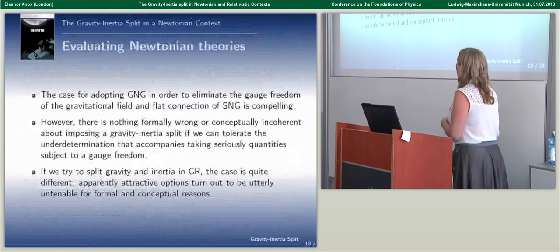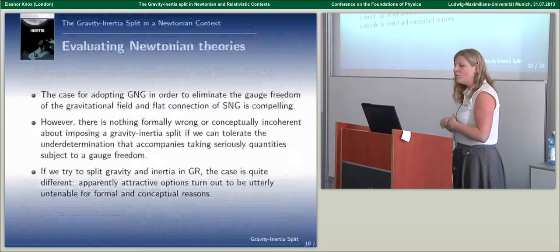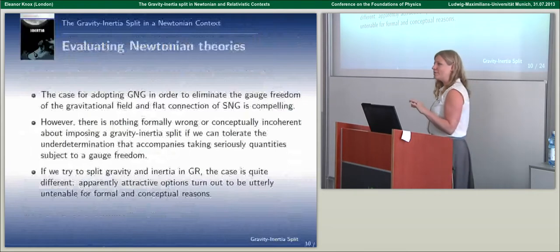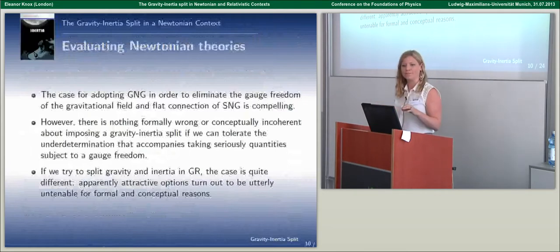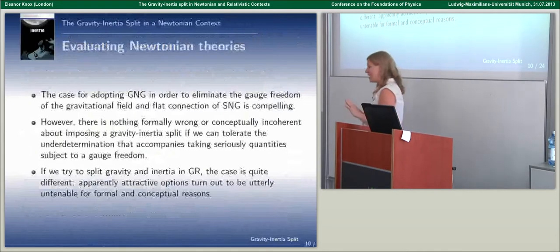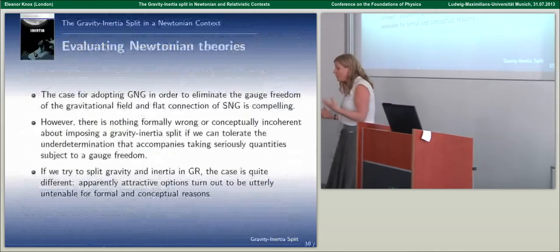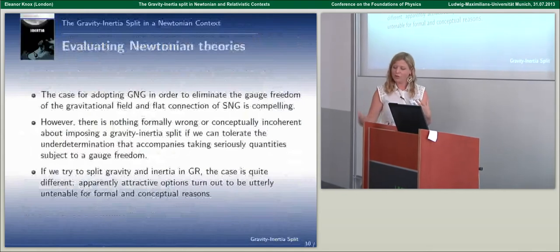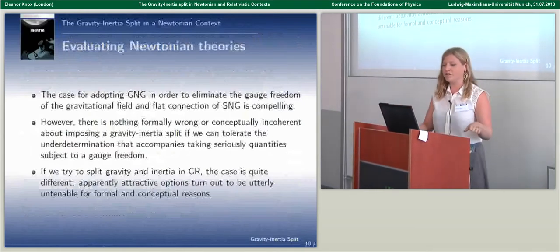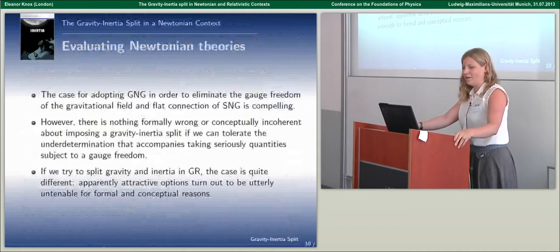So you might note in this context, there's nothing formally wrong or conceptually incoherent about imposing this gravity-inertia split. As long as you can tolerate the underdetermination that accompanies taking seriously gauge quantities, and generally we don't want to tolerate that, and we want to get rid of gauge quantities, it's something like a kind of heuristic drive to avoid underdetermination that's motivating us here.